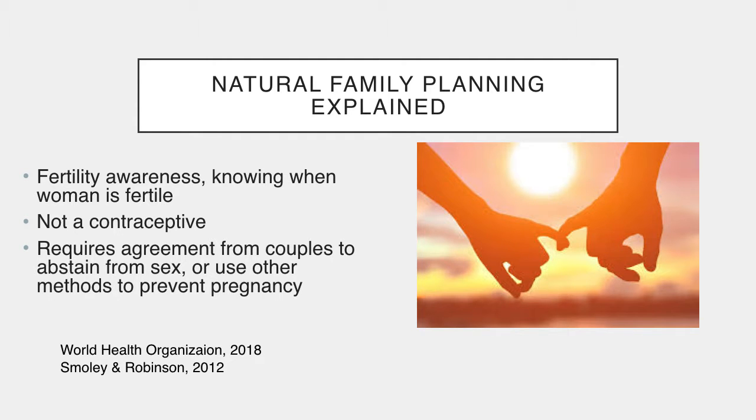Natural family planning, or fertility awareness, is defined by the World Health Organization in their 2018 Family Planning Handbook. They define it as knowing and recognizing when the fertile time, or when a woman can get pregnant, occurs in the menstrual cycle. If you are practicing fertility awareness as a birth control method to prevent pregnancy, you must abstain from sexual intercourse or use a barrier method of birth control during the fertile periods.